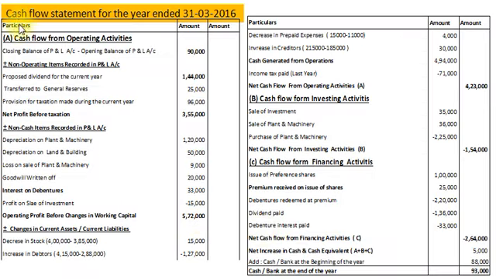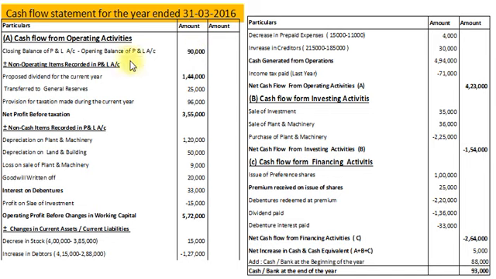Now we will prepare the cash flow statement for the year ended 31st March 2016. Particulars, amount. This is as per Accounting Standard 3 and the indirect method for operating activities. First, cash flow from operating activities. Here we start with net profit during the year, and it will be calculated by closing balance of profit and loss account minus opening balance of profit and loss account given in the balance sheet. That amounts to rupees 90,000.